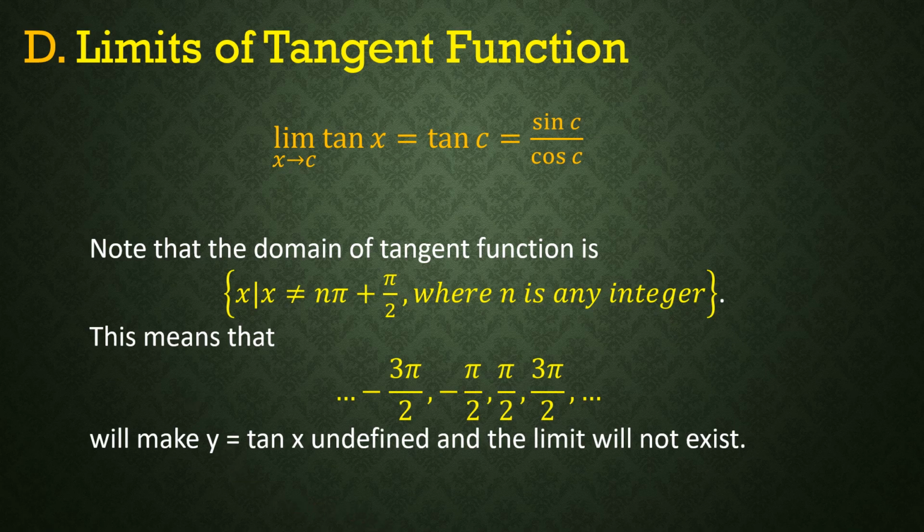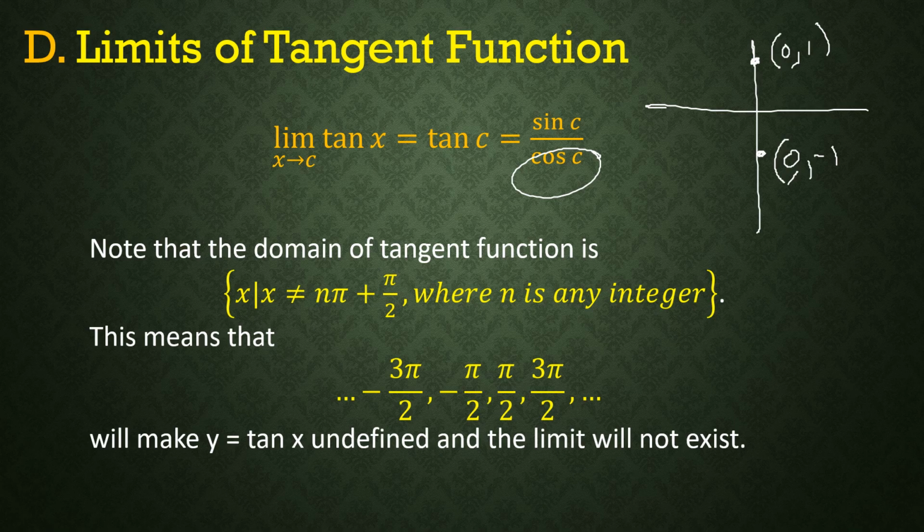Because if we take a look into the unit circle, we know that the coordinates here are 0, 1, and the other is 0, negative 1. And the x-coordinate tells you that that is cosine. It will become 0. Okay, 0 for cosine. And the angle measurement for this is pi over 2.